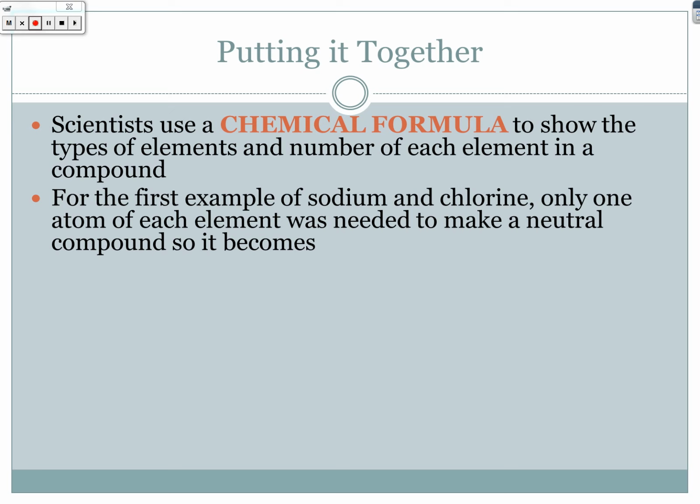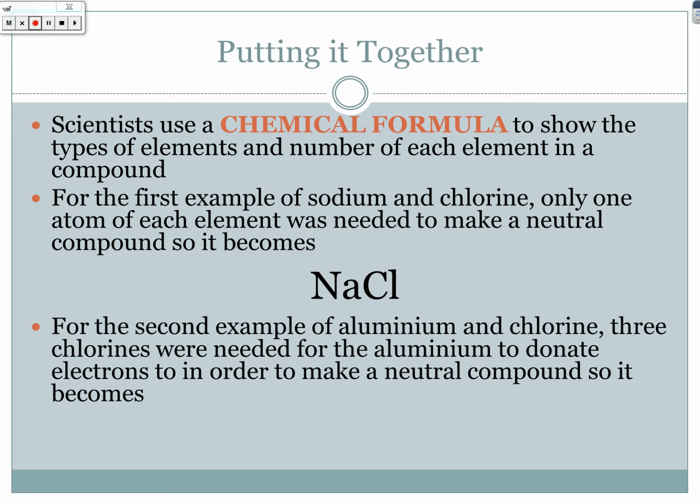So for the first example, we're going to actually go further back and look at sodium and chlorine. Only 1 atom of each element was needed to make up a neutral compound because sodium needed to lose 1, chlorine needed to gain 1. So its chemical formula would be NaCl, or table salt. 1 sodium, 1 chlorine. For the second example of aluminum and chlorine, 3 chlorines were needed for the aluminum to donate electrons to in order to make a neutral compound.